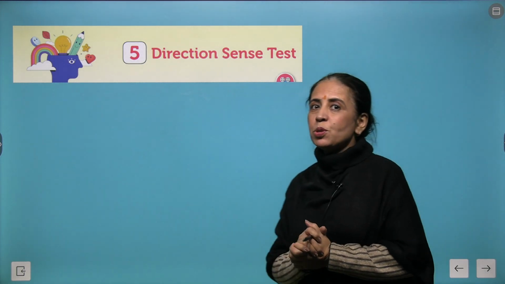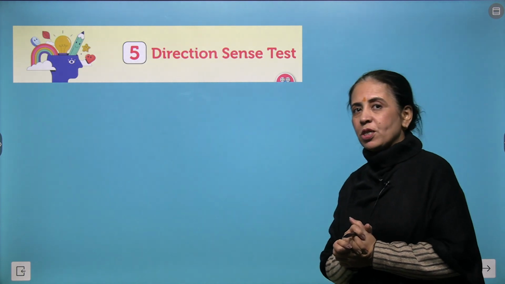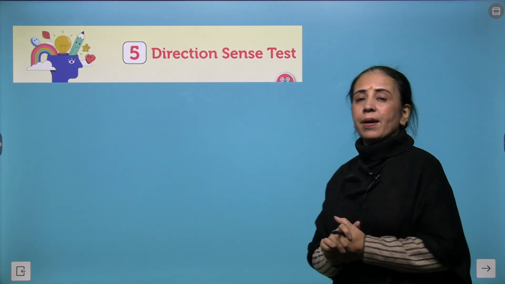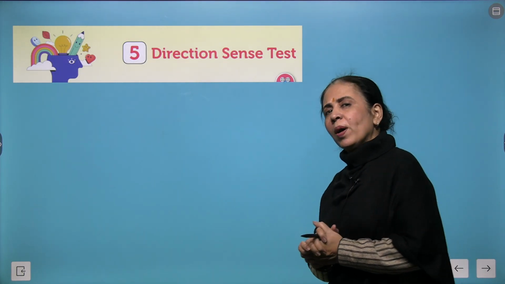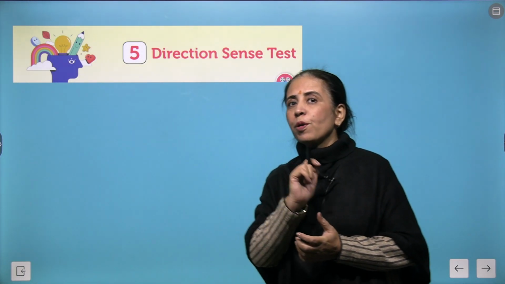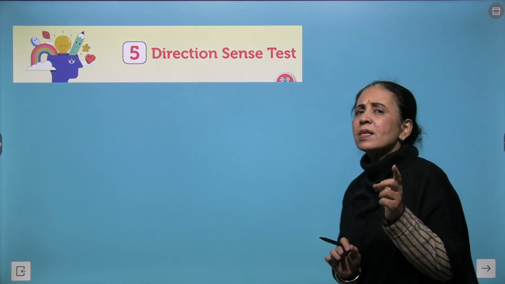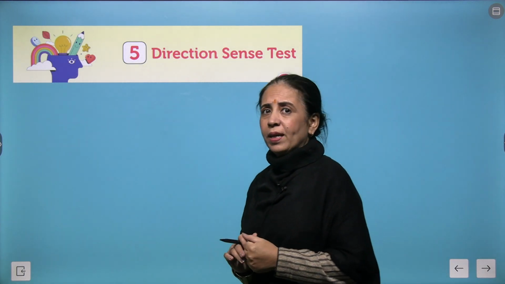Curious minds, welcome to grade 5 reasoning book, and we are going to start with chapter number 5, that is direction sense test. So once you excel in direction sense test, your geographical concepts will become clear. That will help you to understand the treasure hunts very easily.